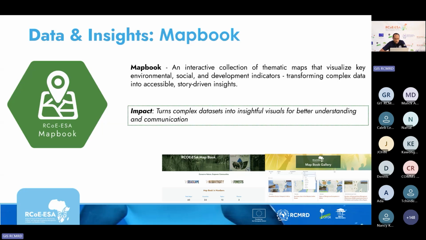We have the map book, which we published this year. And we will be coming up with more publications going forward. Please look out for that. And so this is our interactive collection of maps that help us visualize various aspects of the environment and indicators, and we're able to transform complex data into accessible story-driven insights. And here we aim to turn complex data sets into insightful visuals for better understanding and communication.